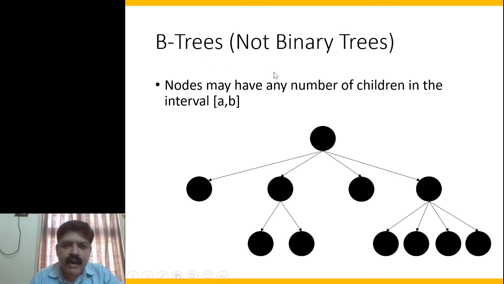Don't confuse these with binary trees. Binary trees are trees where every node has at most two children. But in B trees, we have no such restriction. Nodes may have any number of children in the interval, let's say A to B. So here's an example. We could use B trees to store the terms. Let's say I have the root, and from the root I have A to Z as all the child nodes, and within A to Z I have again A to Z as child nodes. That way I could traverse the tree in the order of the number of characters in the string to locate them.